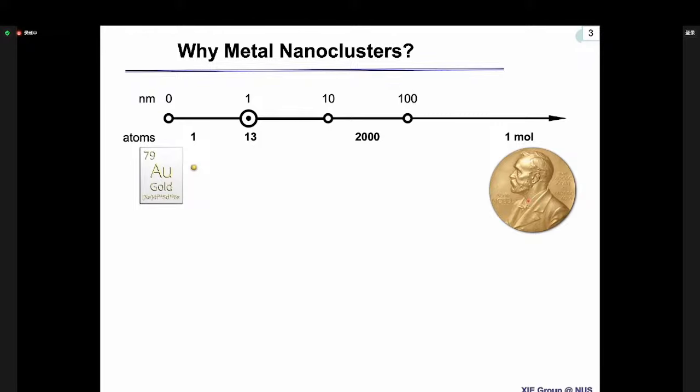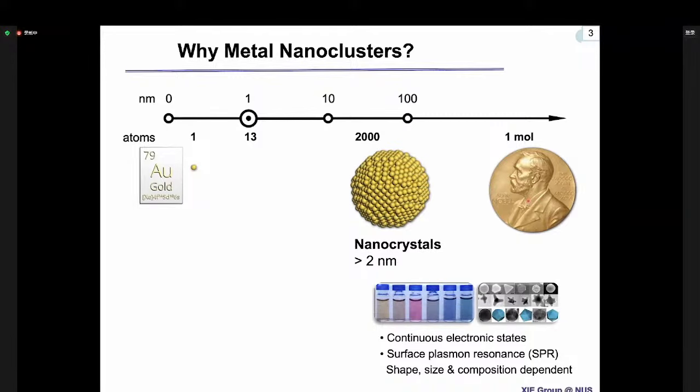When we decrease the size of our materials, for example, if we have thousands or even millions of atoms aggregated together as very small particles, which we call nanocrystals, we start to see different gold solutions. We have a red gold solution, a blue gold solution, and also a black gold solution. This is because of the continuous electronic states, or their very interesting surface plasmon resonance properties.